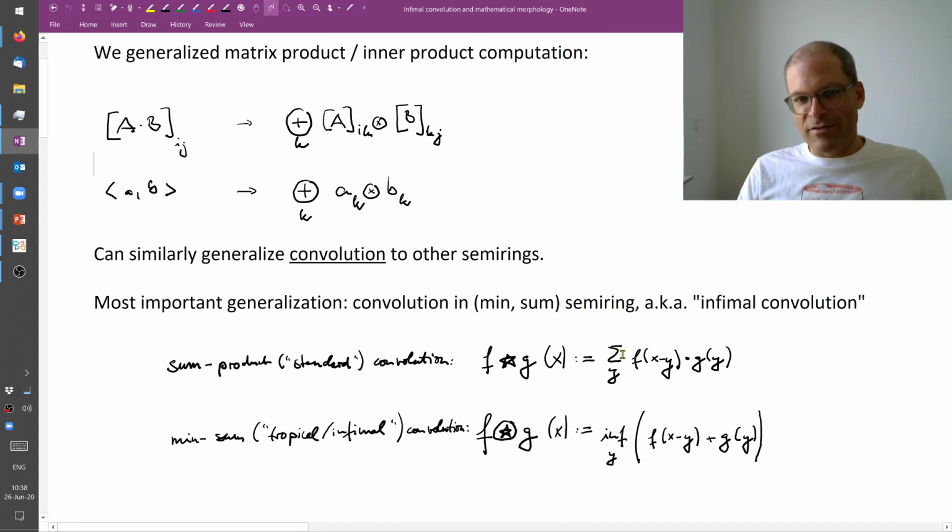I can write the standard convolution, a sum-product convolution. And you see I have a sum here and a product. And now I replace them by the operators from another semi-ring. So I replace sum by min, or here inf, the infimum, and I replace the product by the sum.